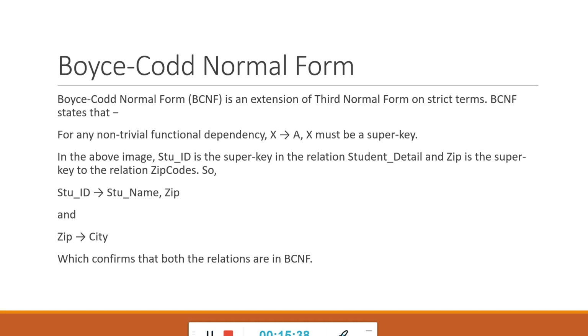Boyce Codd normal form is an extension of third normal form, and a bit stricter. It says that for any non-trivial functional dependency X determines A, X must be a super key. So in the above record, from student ID we can find the student name and zip, and in the other table, from zip we can find city. So here student ID is the super key and here zip is a super key. So both are in the Boyce Codd normal form, because both are super keys in their own tables. This is known as Boyce Codd normal form. This is a little stricter than third normal form.